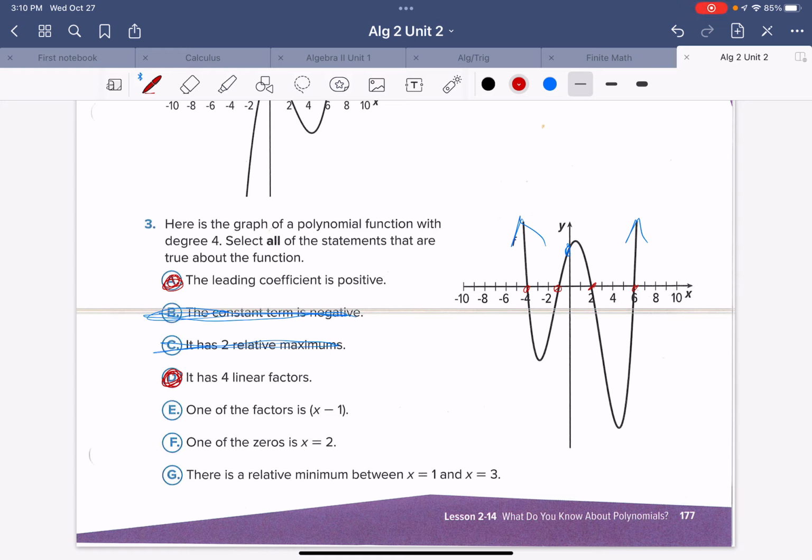One of the factors is x minus 1, so that would be plus 1. No, actually one of the factors is x plus 1, so that should say x plus 1, so that's not it. One of the zeros is 2. Yeah, it crosses at 2, so that's good. And one of the relative mins is between 1 and 3. Well, the relative minimums are between like -4 and -1, and they're between 2 and 6. So G is just a nonsensical answer. There's no way it's that one. So the answer is A, D, and G.